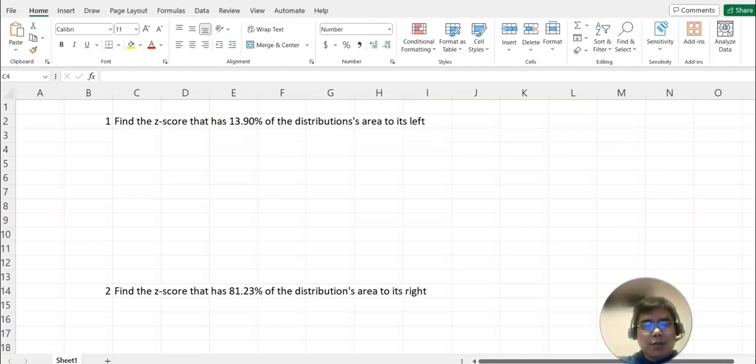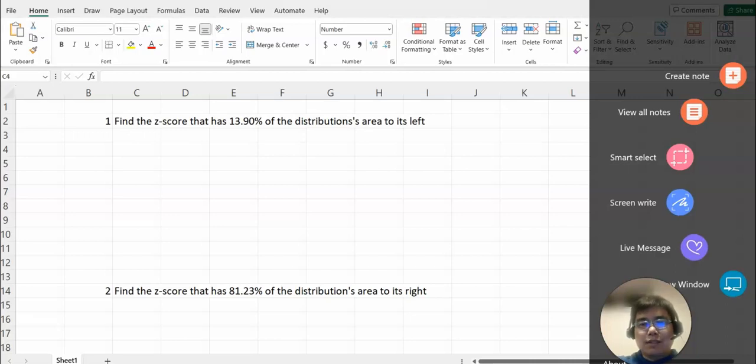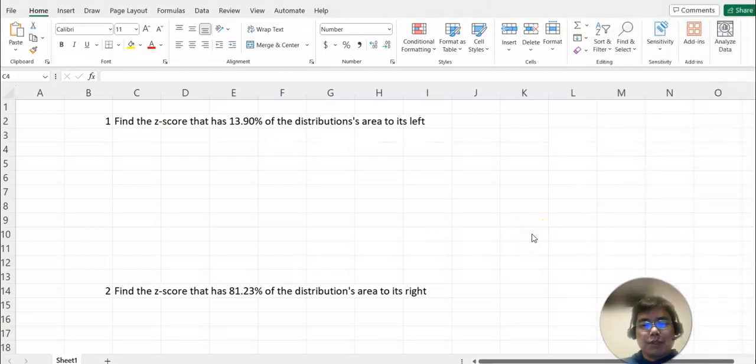So this time we will talk about finding the z-score based on a given probability value. Look at this question please. Find the z-score that has 13.90% of the distribution's area to its left. Basically, we know that whenever we read a z-score, we can find out the left-hand side area value.